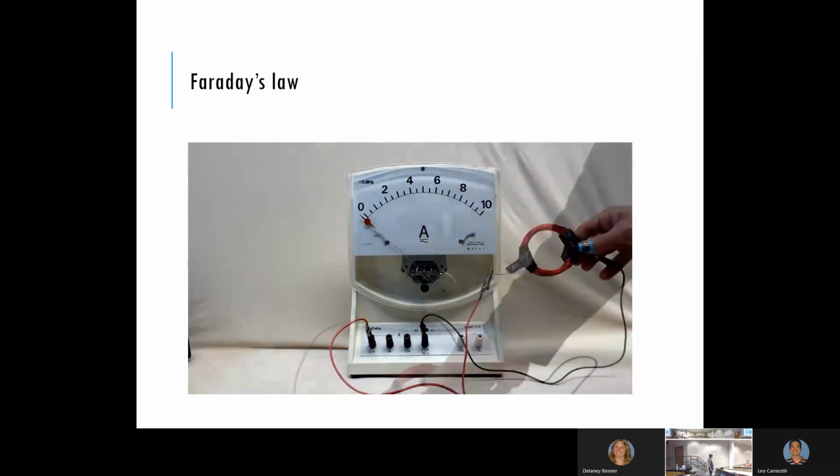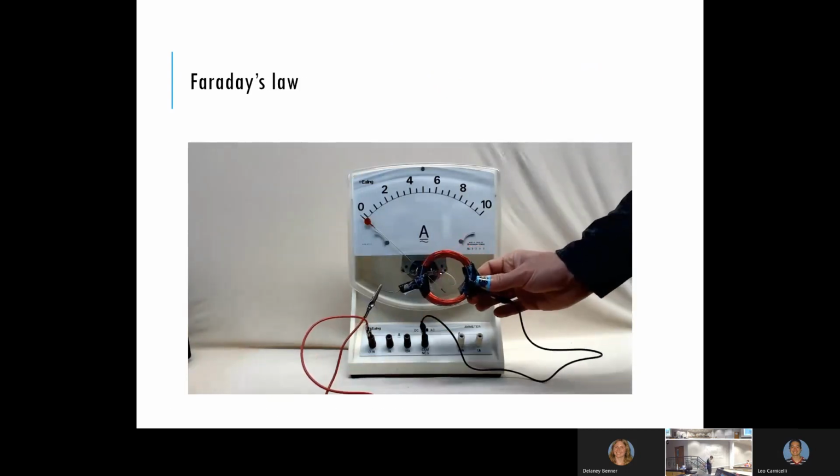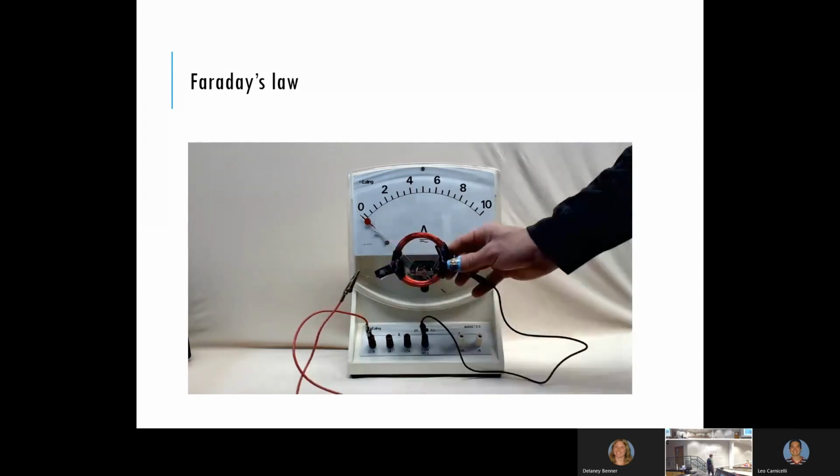We've already talked about how moving charges can generate magnetic fields. Faraday's law goes the other way. Faraday says, well, if moving charges can generate magnetic fields, maybe moving magnetic fields can generate moving charges. And indeed, that's exactly what's going on here. If I take a magnetic field and I move it, so that's me moving the magnet, I'm changing the magnetic field, I can actually drive a current.